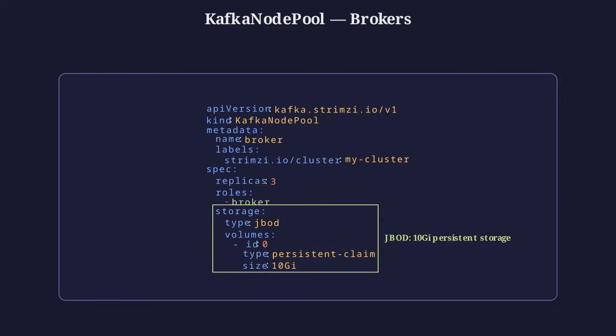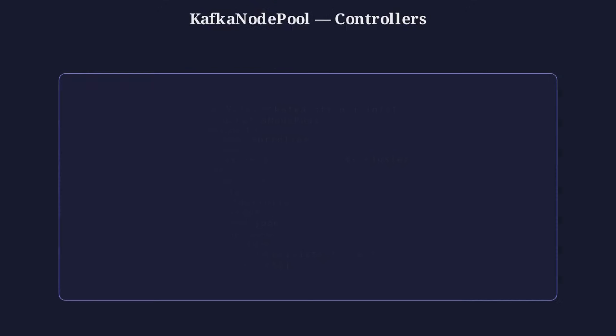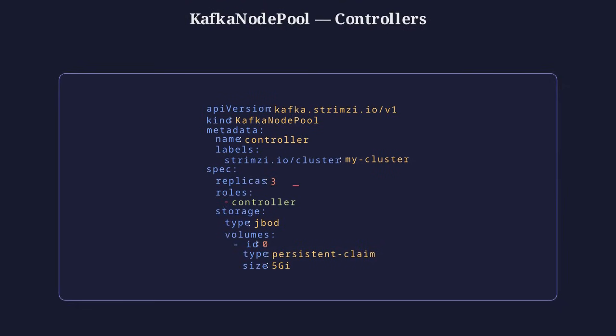Apply all resources with oc apply. In 2 to 5 minutes, 6 pods will be running. No ZooKeeper, no scripts. The second KafkaNodePool defines the controller pool, 3 replicas with controller role and 5 GB of storage. Controllers manage metadata via the Raft consensus protocol. They don't handle client traffic, so they need less storage than brokers.